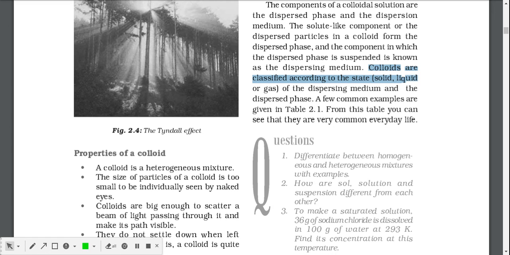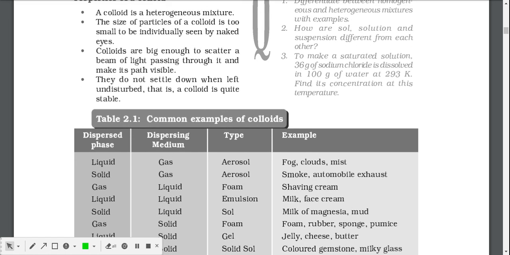Colloids are classified according to the state of the dispersing medium and the dispersed phase. So colloids are classified according to the states. They can be solid, liquid or gas, and accordingly the dispersing medium and dispersed phase keep changing. A few examples are given in table 2.1. From this table, you can see very common examples from day-to-day life.